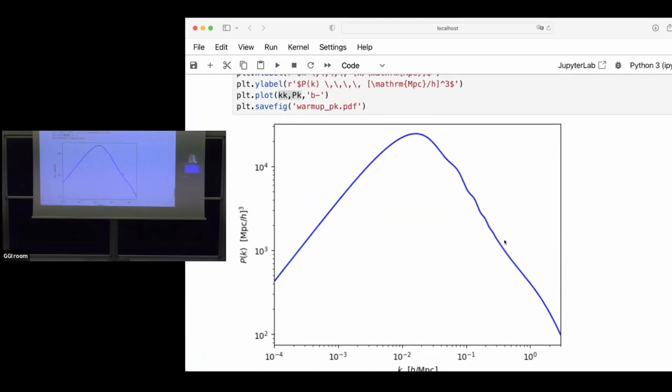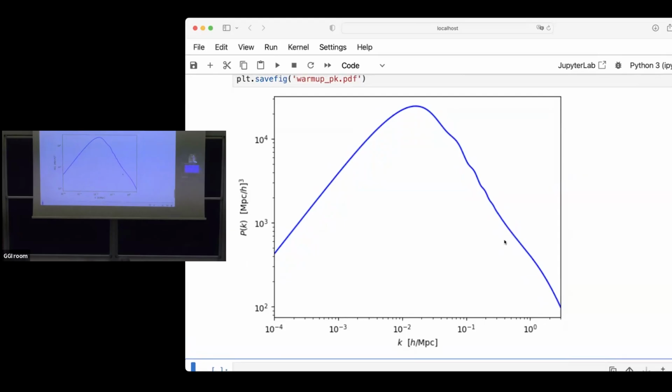So this is how a minimal module works. And you can tell me already if you have questions on this before I go on.